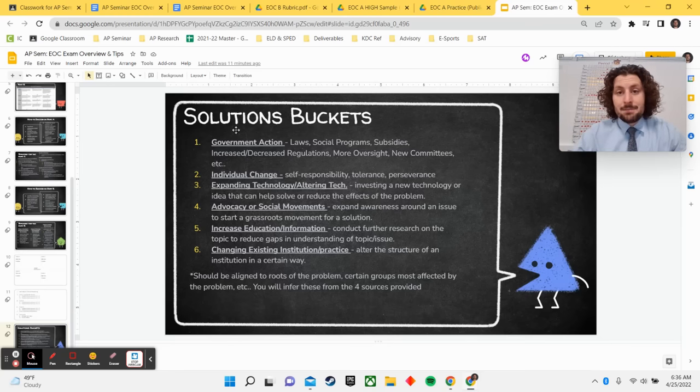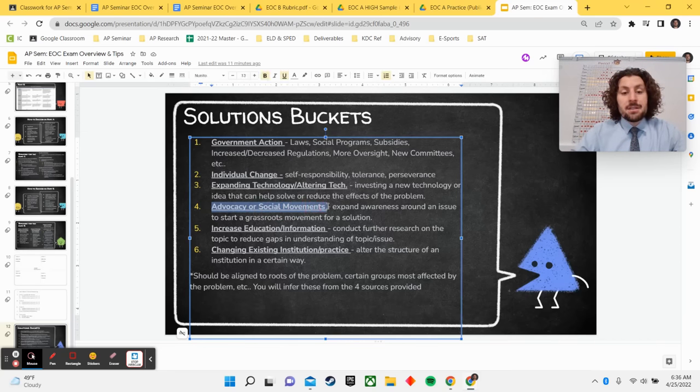You know that government action can be offered as an argument. Maybe that is related to the theme you've identified in the four sources, arguing for increased laws, social programs, subsidies, regulations, maybe some more oversight or committees. You could argue for individual change, so people do something individually to alter their practices. You could argue for some sort of expansion of technology or altering technology if that is what the theme allows for. If lack of education is something, you could definitely argue for an increased education or access to information, or some sort of new advocacy group or social movement to spread the word about this unknown topic or problem, if that's what the theme allows for.